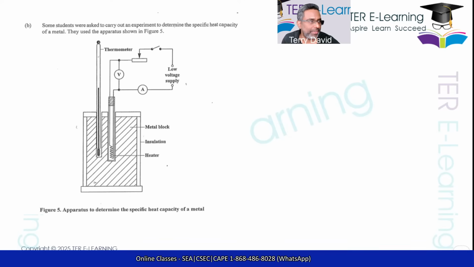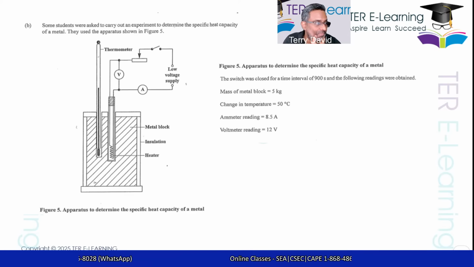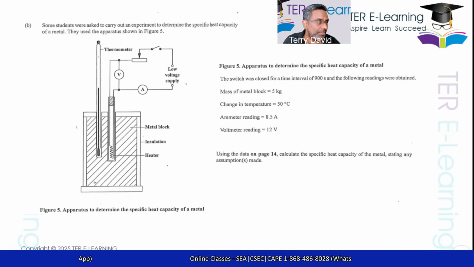Let's see, what are they asking here? Okay, so this experiment here, they are using this apparatus in order to determine the specific heat capacity of a metal. Now, this same experiment can be used to find the specific heat capacity of a liquid. This calculation that CXC wants us to do here is for 9 marks. It's a very easy calculation once you know what you're doing.